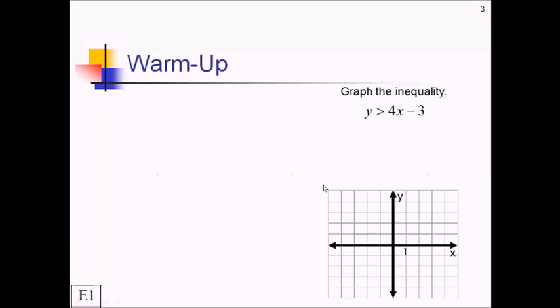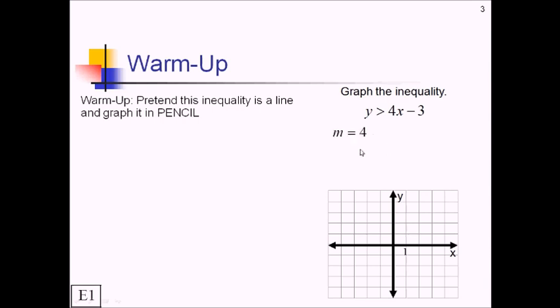Here we go. For your warm-up, let's take this linear inequality, which we don't really know how to graph at this point, and pretend it's a normal line and just graph it with pencil. So pretend that this right here is an equals. Go ahead, pause the video and do that. Okay, so doing this, we've got a slope of 4, y-intercept of -3. So normally we would put a solid dot down at -3, and then we would go up 4, right 1, and put another dot, and draw a line like so.